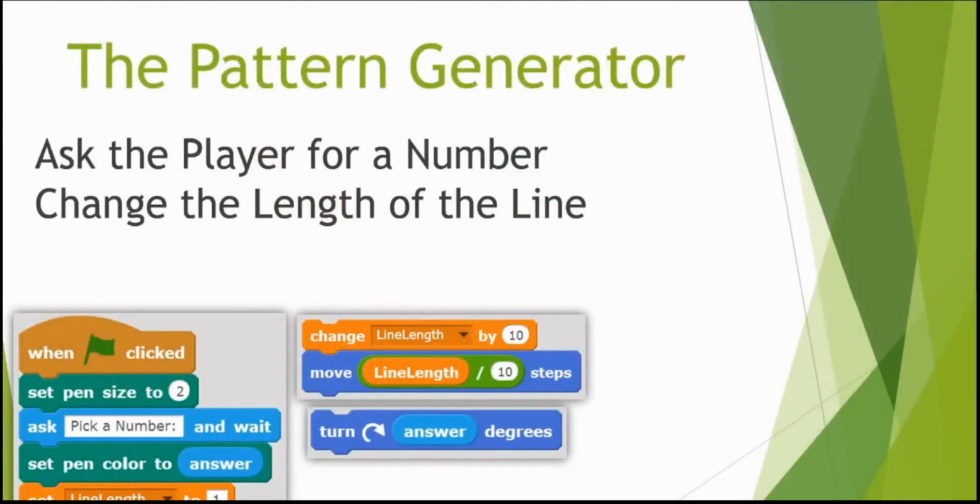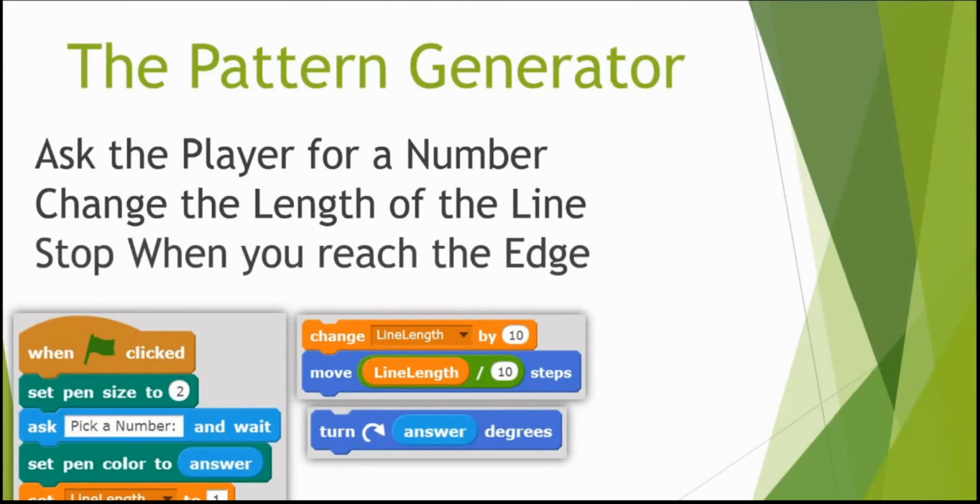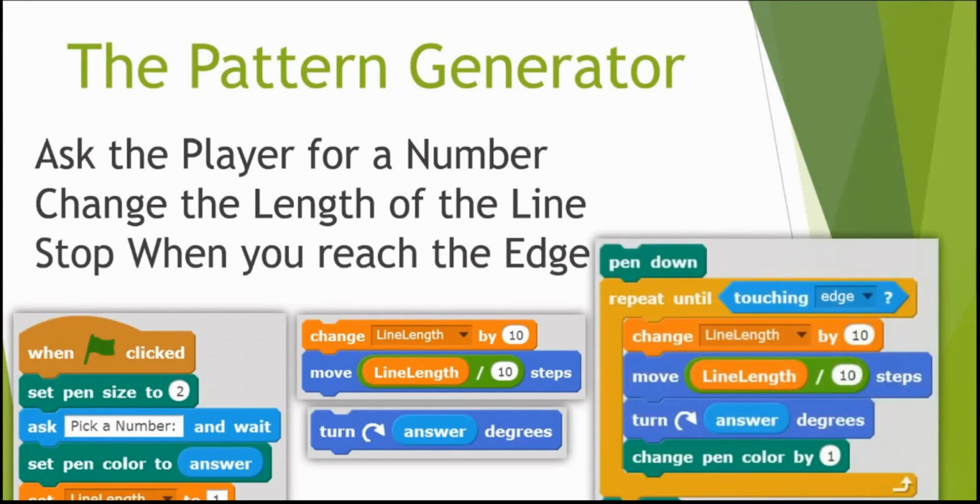So the last thing we need to do for our pattern generator is stop generating the pattern when we get to the edge of the screen. So when we get to the edge of the stage, we'll need to stop. That means we can use a loop to say, when we're touching the edge, we don't want to keep changing the line length, keep moving, keep turning, and maybe changing the pen color as well.